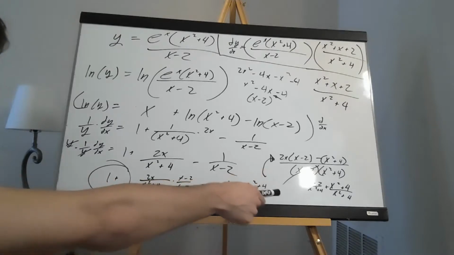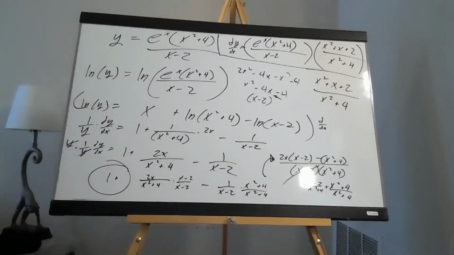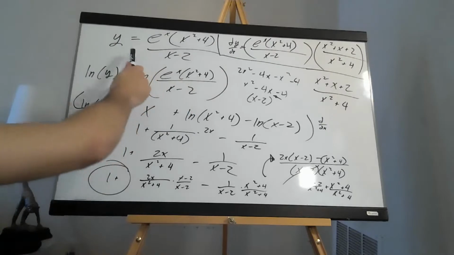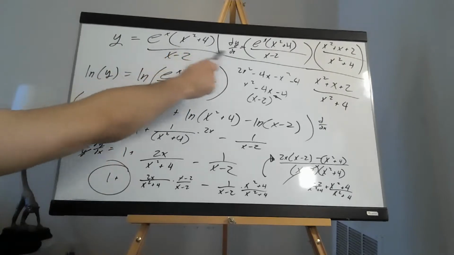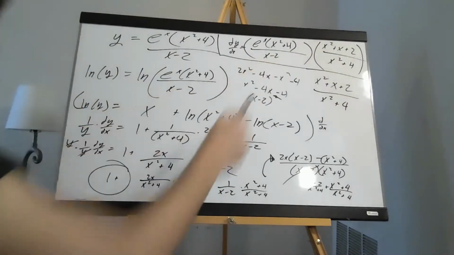So what I did was I already simplified that bit right there. So I just added the 1 in at the end of the simplification, so I wouldn't have to redo the whole problem. So that left us with x squared plus x plus 2 over x squared plus 4, and that is equal to 1 over y dy dx. Then the final step of the equation was to multiply both sides by y, which is exactly what I did. And we know that y is equal to the original equation. So we know that dy dx is equal to the original equation times that.